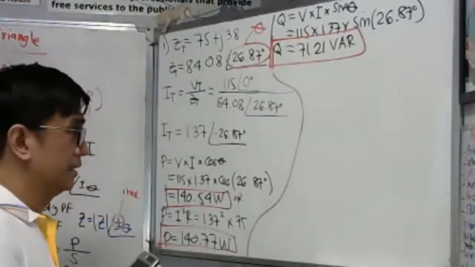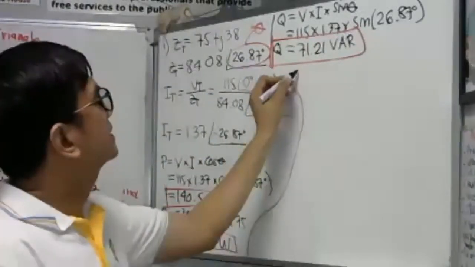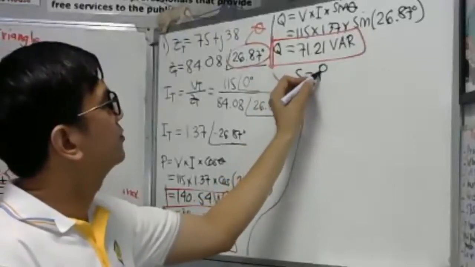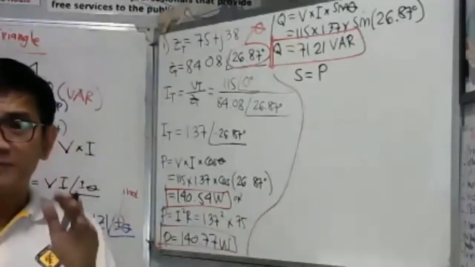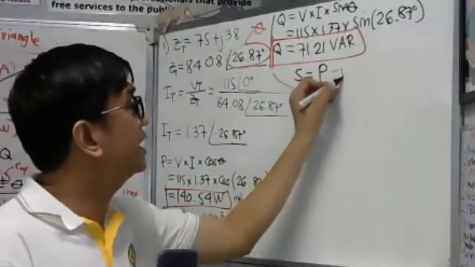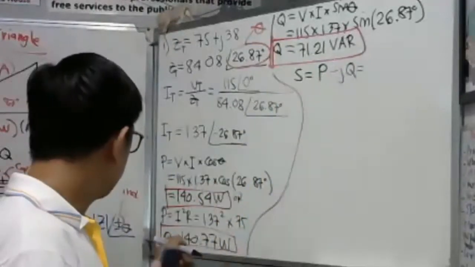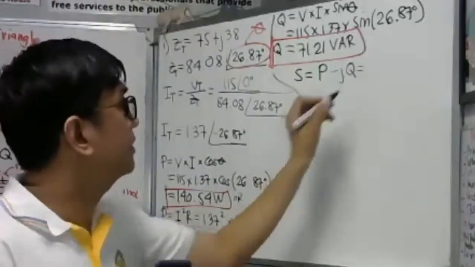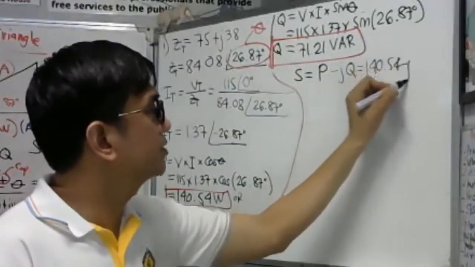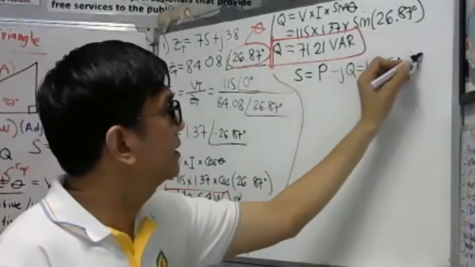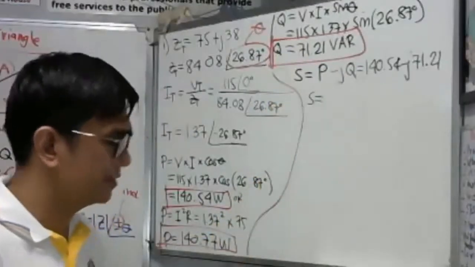Okay. Now, let us get our S. Remember that our S is equal to P plus or minus jQ. Take note, this is inductive. So if that is inductive, that should be minus jQ. So we have here, what is our P here? I will make use of 140.54, then minus j 71.21. Okay, let us convert this into polar form.